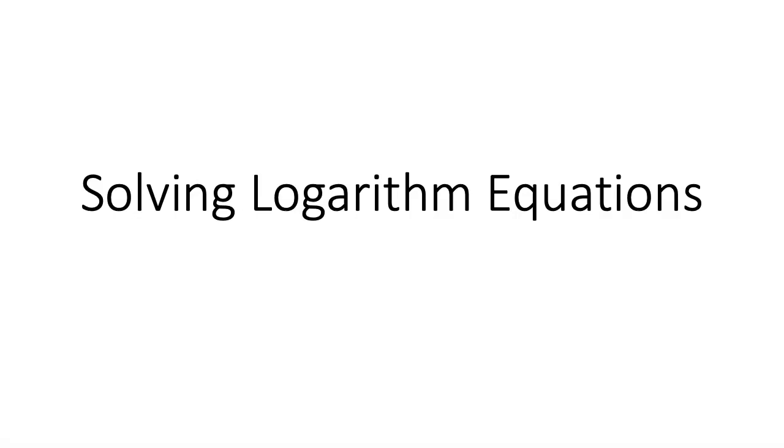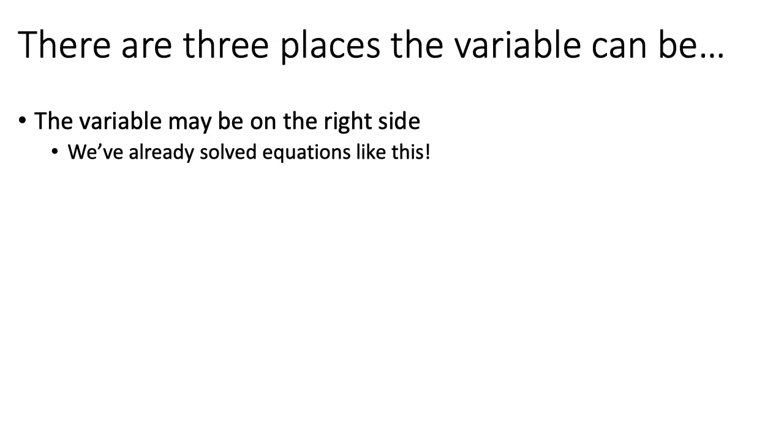Let's look at solving some logarithm equations. There are three places the variable can be. One place is on the right-hand side, and we've already solved equations like this when we learned how to simplify logarithms. So here the variable is on the right, and we have log base 6 of 216 equals x.